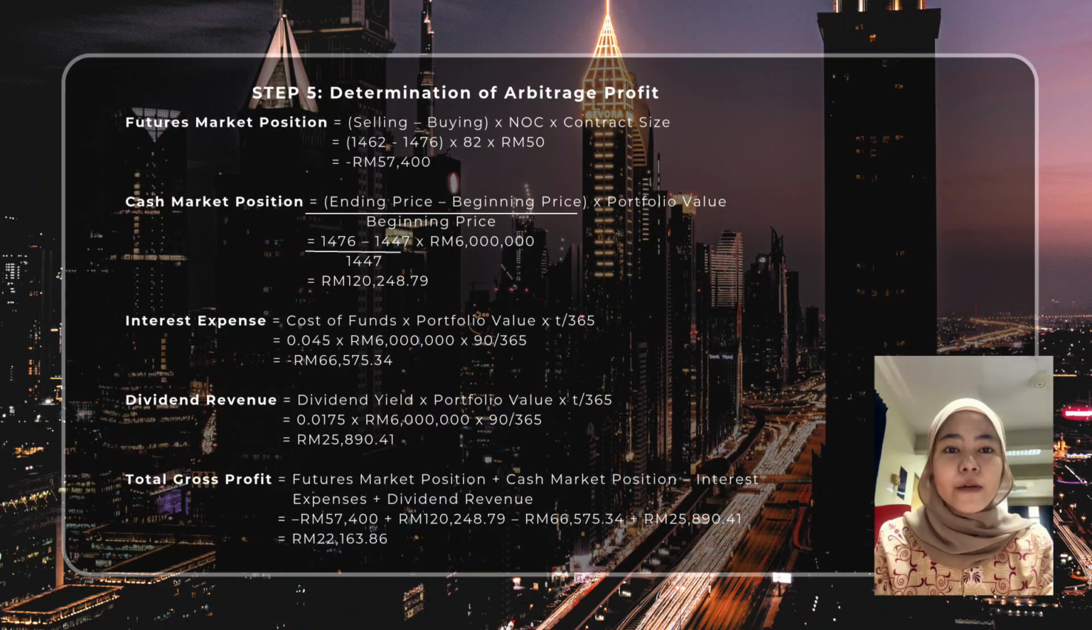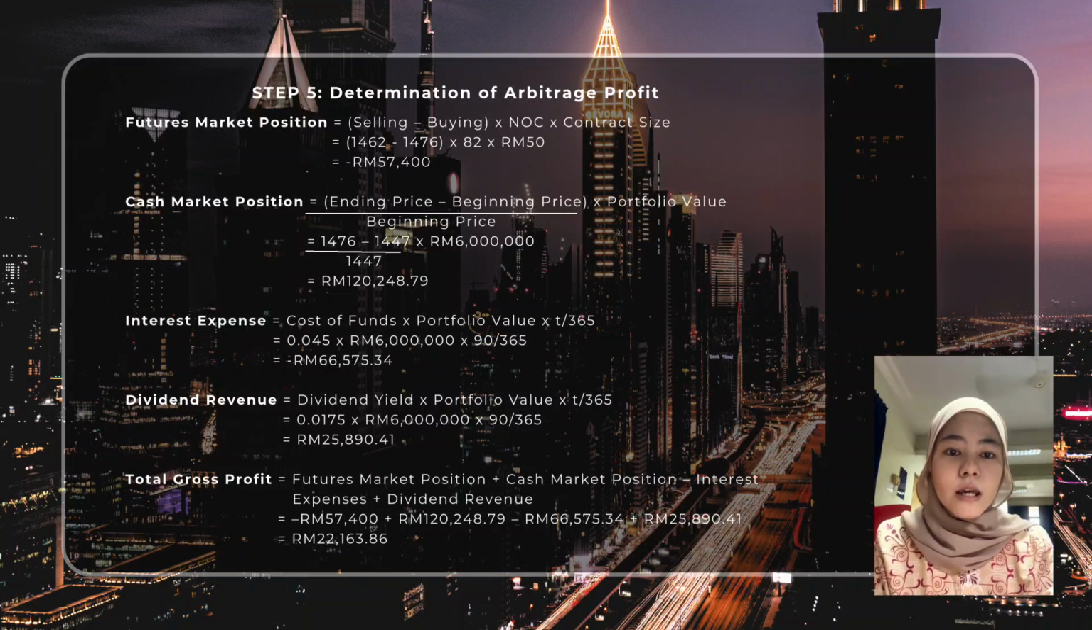Last step, calculate for determination of arbitrage profit. Futures market position equal to selling price 1462 in T0 minus buying price 1476 in T1 times number of contract 82 times contract size 50 ringgit. The answer is negative 57,400.